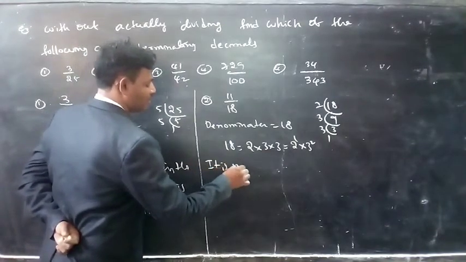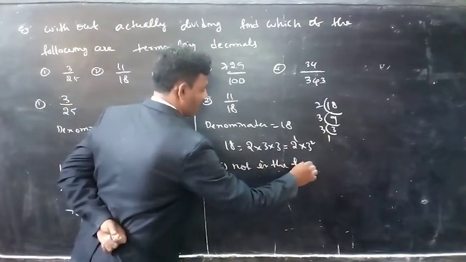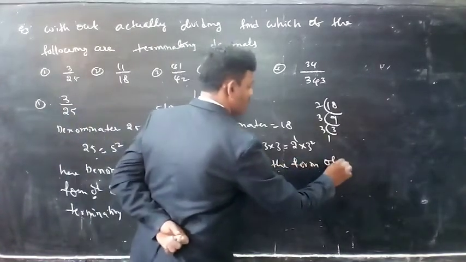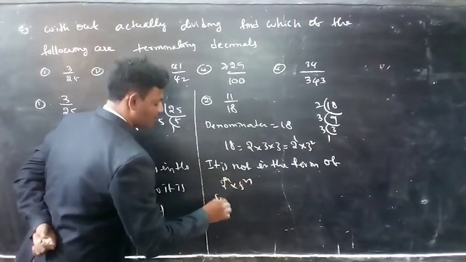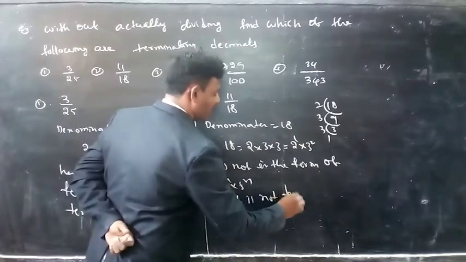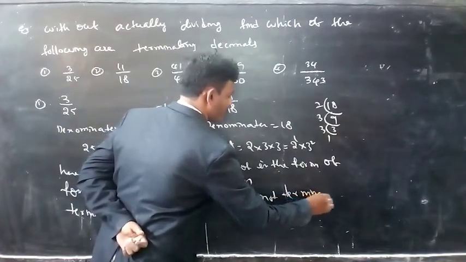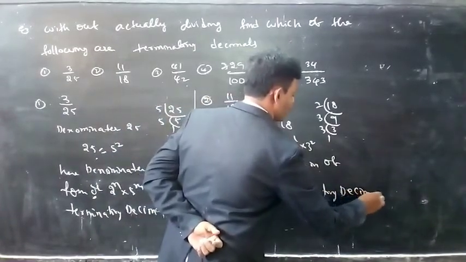It is not in the form of 2 power m into 5 power n. So it is not a terminating decimal.